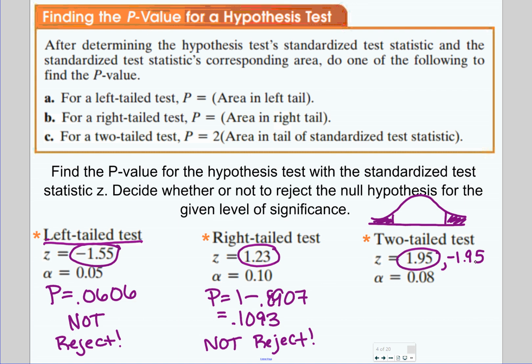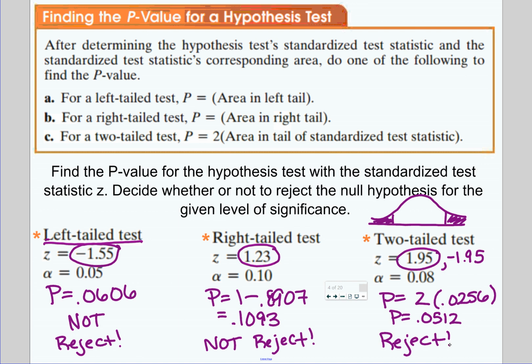Let me find that guy. That's going to be the area in the left tail, which is 0.0256. And when it's a two-tail test, we just double it. So we find the area in the left tail, which we need the negative value for, and we double it. 0.0256 times 2 gives me a p-value of 0.0512. My level of significance here is 0.08. Do we reject or not reject? We would reject. Here the p is smaller than alpha.